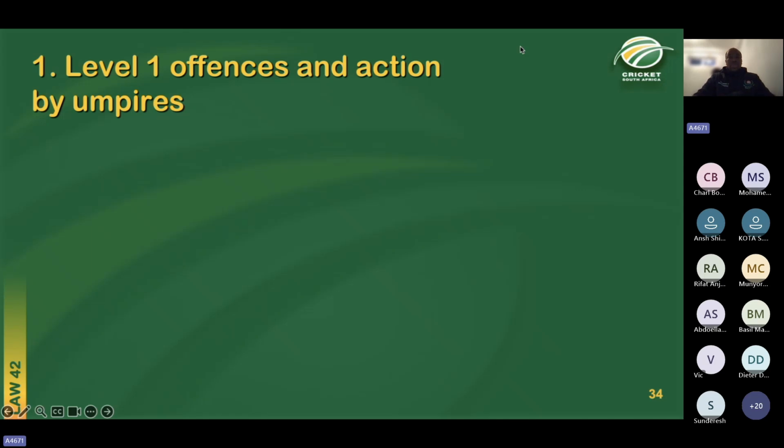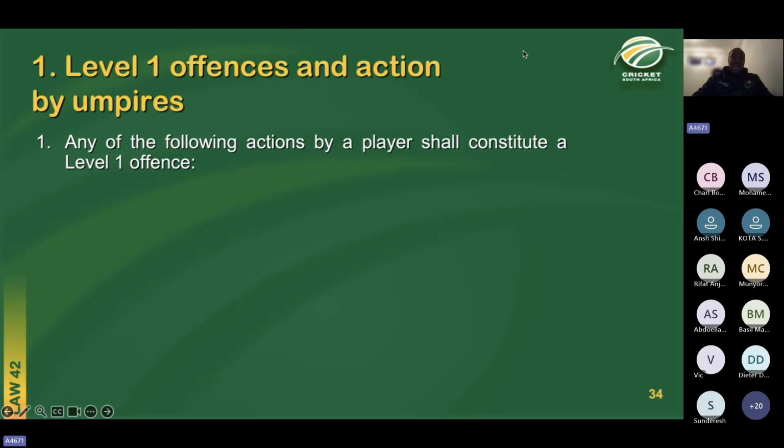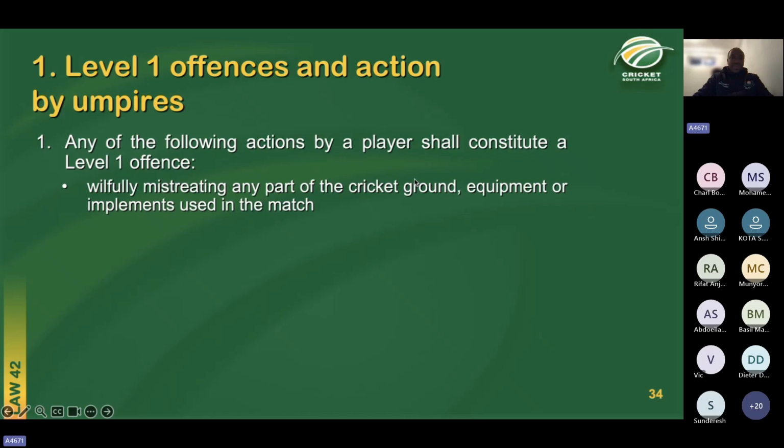And if you were to do so, this is what they look like, and this is how we as umpires would apply those regulations. So level 1 are what we will call minor offenses, and the law lists these type of offenses as level 1. Willfully mistreating any part of the cricket ground, equipment, or implements used in the match.